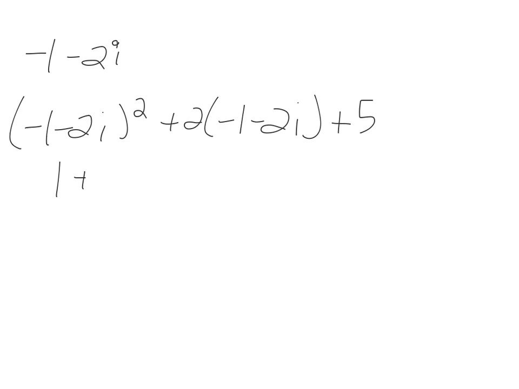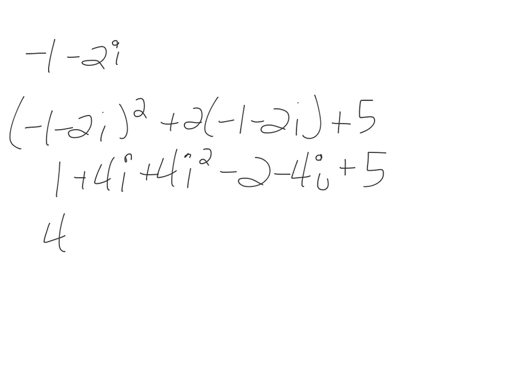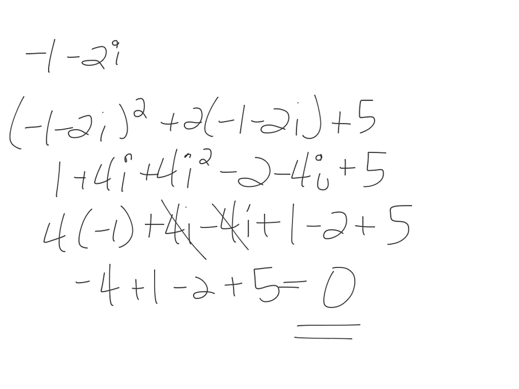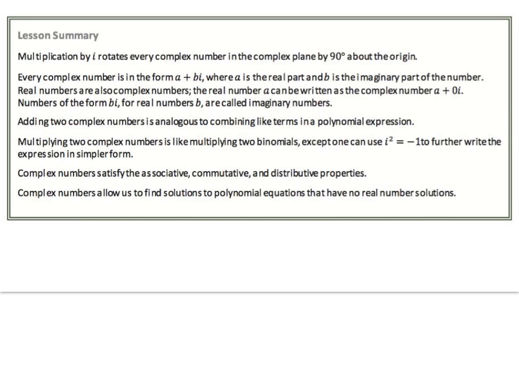Go ahead and FOIL that, and distribute. Rearrange a little bit. I'm replacing that i squared with a negative 1. Okay, plus 4i minus 4i, plus 1 minus 2 plus 5. So those cancel. I have negative 4 plus 1 minus 2 plus 5, which does in fact equal 0. Okay, both solutions. Awesome. And our lesson summary.